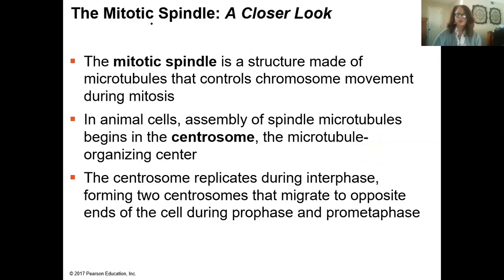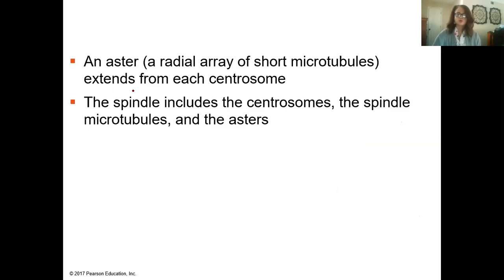This is just a description of the things that are going on at the mitotic spindle. A mitotic spindle is a structure made of microtubules that controls chromosome movement during mitosis. In animal cells, this assembly begins at the centrosome. The centrosome is a microtubule organizing center. So the centrosome replicates itself during interphase. And so there are 2 centrosomes at the beginning of prophase, and they migrate to opposite ends of the cell during prophase and prometaphase. There's an aster which extends from each centrosome. The spindle itself includes the centrosomes, the spindle microtubules, and the asters.